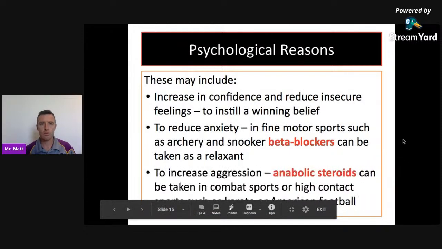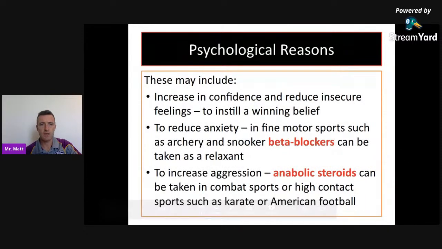It could also, again, flip the other way around. It can also be used to increase aggression. If you think about sports which require a lot of aggression, like combat sports or, for example, American football, then drugs like anabolic steroids can actually increase aggression, which is obviously a psychological reason for taking it.